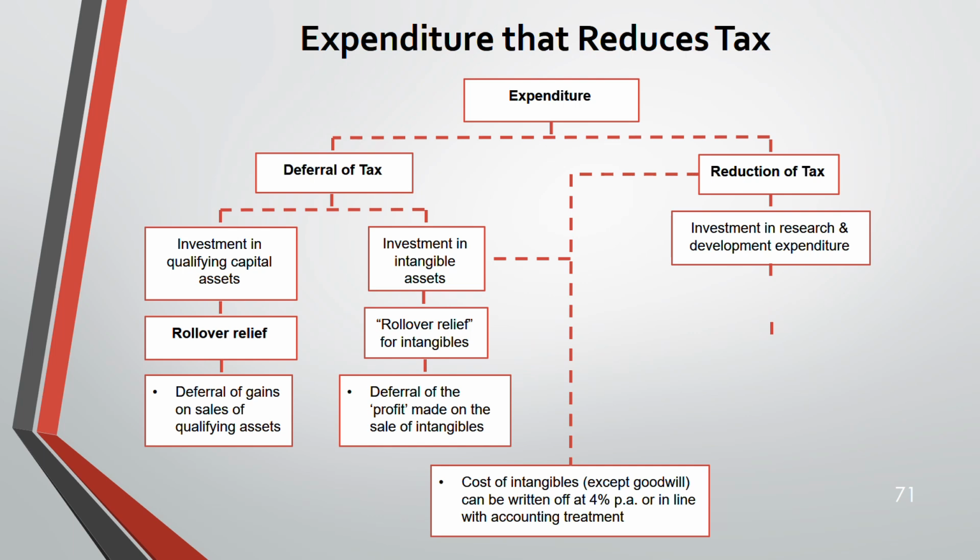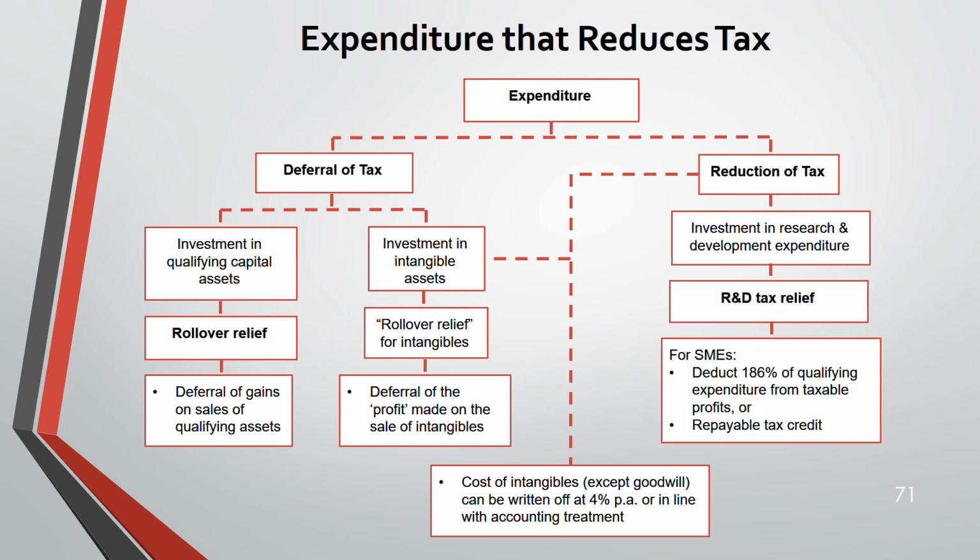So how do you reduce tax when you invest in R&D? 186% you can reduce. R&D tax relief. So for SMEs, deduct 186% of qualifying expenditure from taxable profit or claim a repayable tax credit. Now let us do a question.